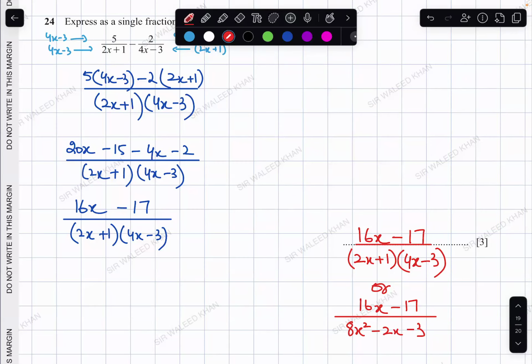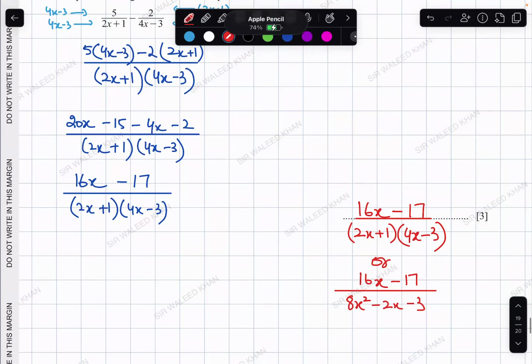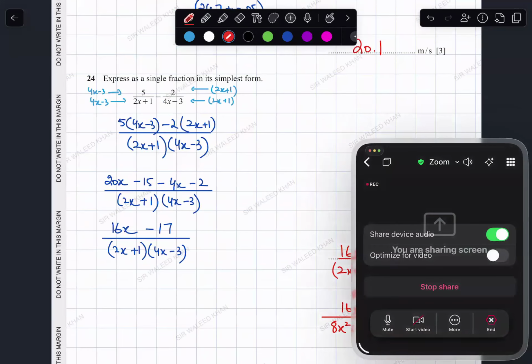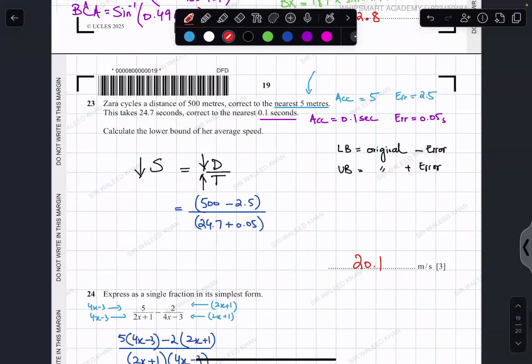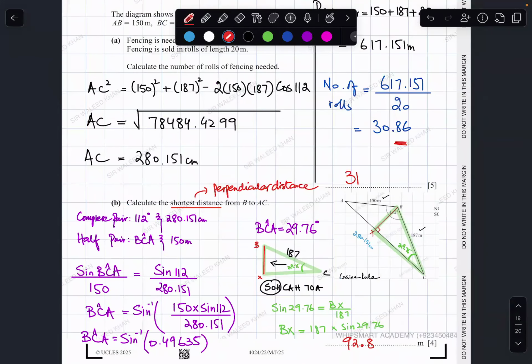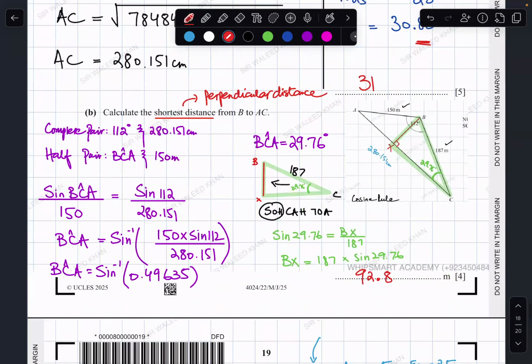Any questions? Yes, any questions? Sir, can you explain the previous question again? Sure, why not? Which part? Why did you not take a lower bound for both the distance and the time?